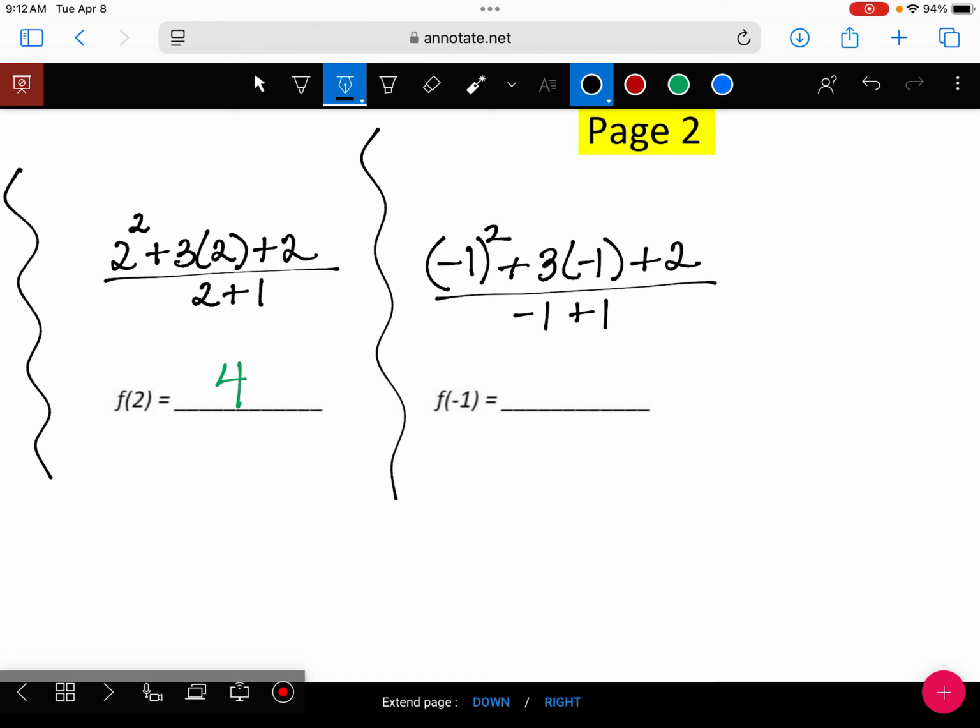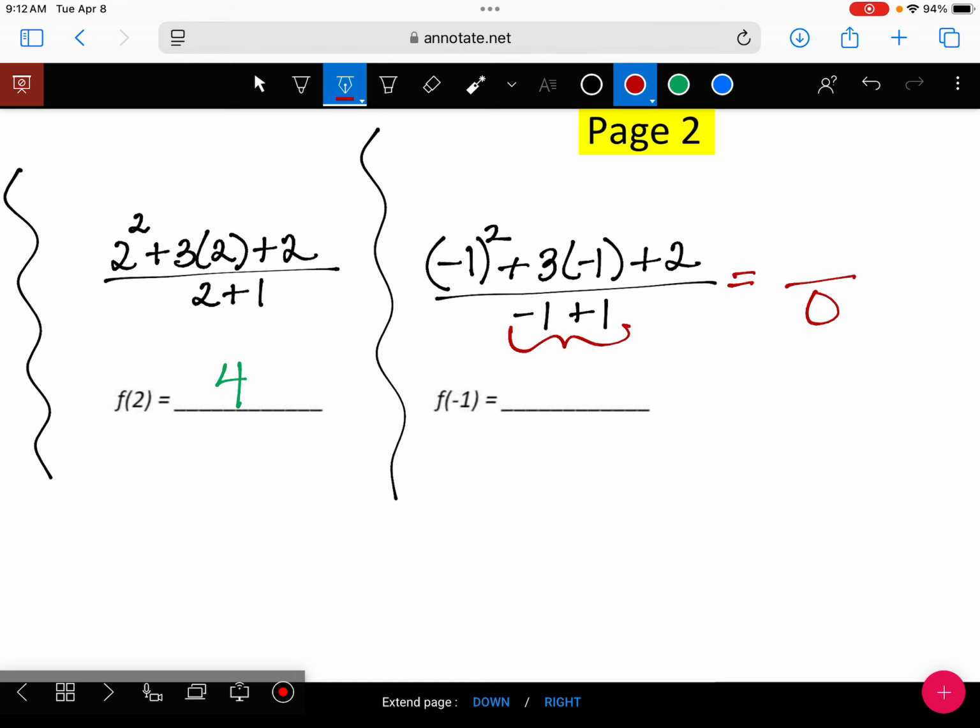Is your calculator giving you an answer? Let everybody try it first. All right, you should get an error in your calculator. And the reason why is because your denominator is 0. -1 plus 1 is 0. It is impossible to divide by 0. You cannot divide any number by 0.